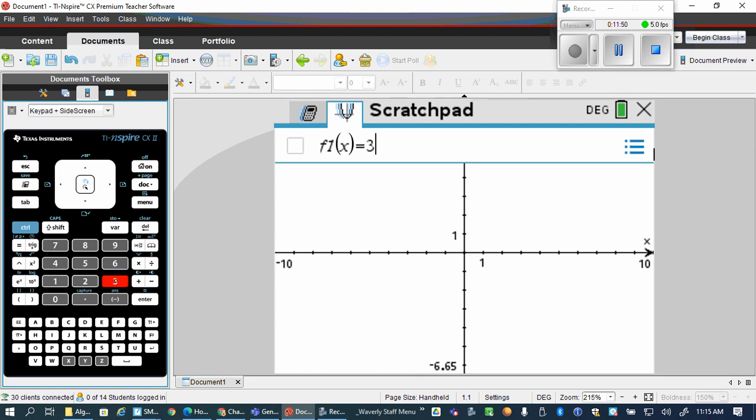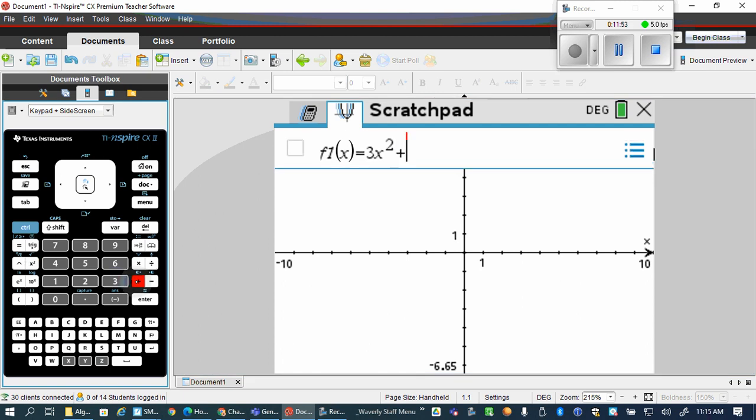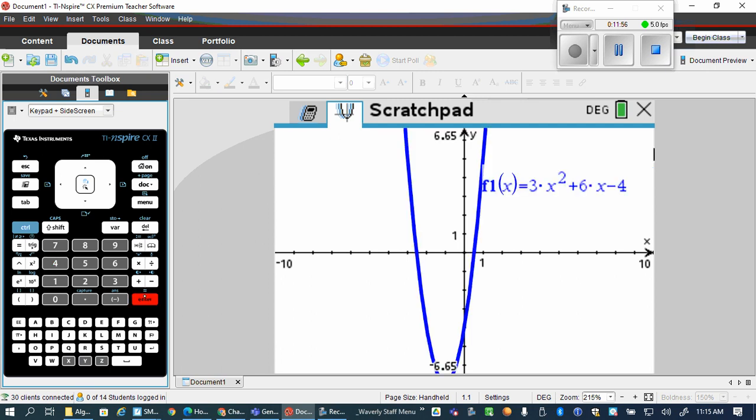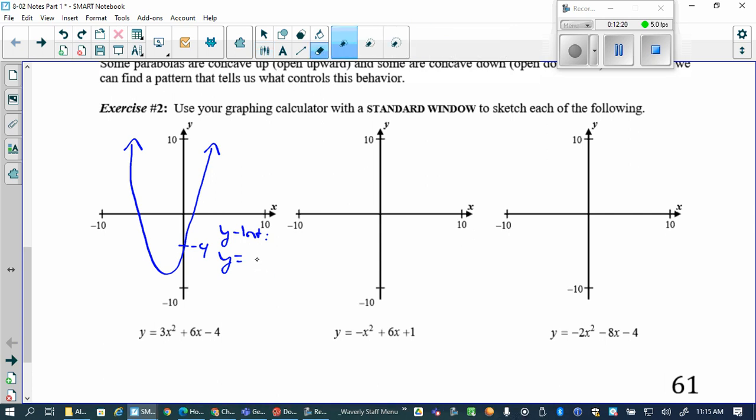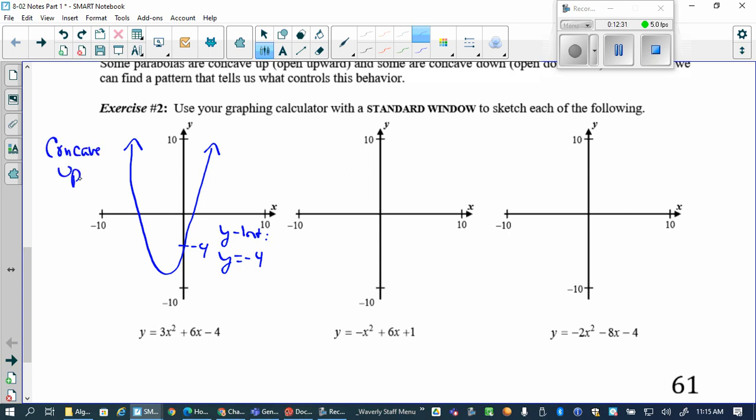3x squared plus 6x minus 4. Everybody, what does the graph look like after the first one? Okay. So it's about like this, kind of. This is really rough, but okay. So our y-intercept was what? Y equals -4, right? And what's the concavity of this? It's concave what? Okay. All right, move on to the next one.